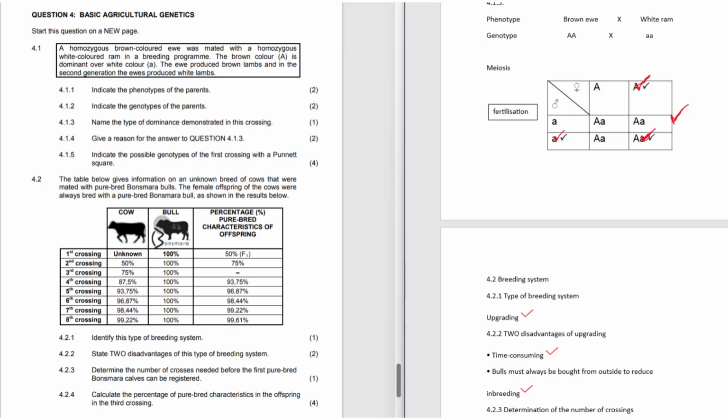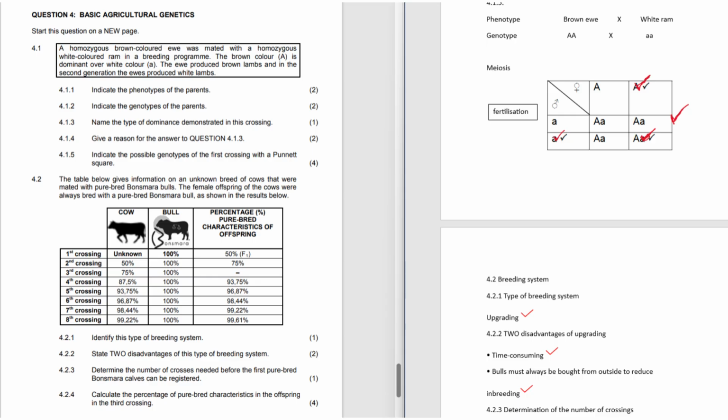So let's see 4.2.1: identify this type of breeding system. This is the breeding system where we mate a superior bull with good traits with inferior cows, then we crossbreed from class 1, 2, 3, 4, 5, 6, 8 until we produce offspring with good quality traits. What is this breeding system? This breeding system is upgrading. It's upgrading.